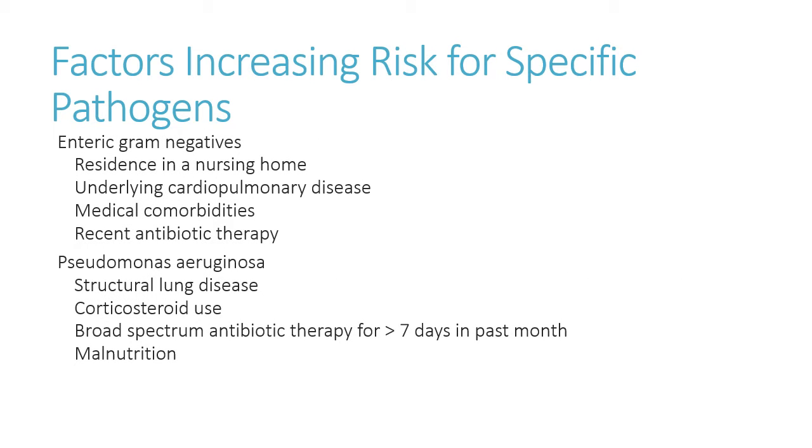So other things like Gram-negatives, they're residing in a nursing home because, again, they're going to be around a lot of other people who have chronic conditions that could be spreading their bugs around. Any kind of comorbid conditions, underlying respiratory disease, things like that. And, again, recent antibiotic use. So, again, you have to ask, what have they been on recently? You may not have good access to that, but you can at least ask family members, ask people at the nursing home, wherever they're coming from, to try to get an idea of what they have been on recently.